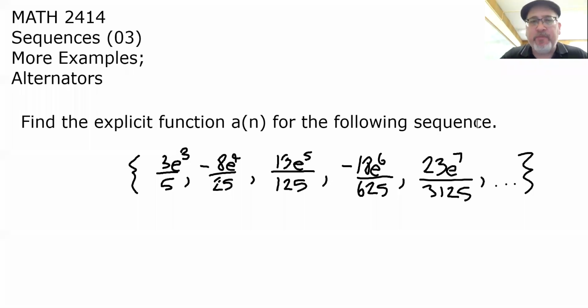Math 2414, Sequences, Video 3. More examples, alternators.